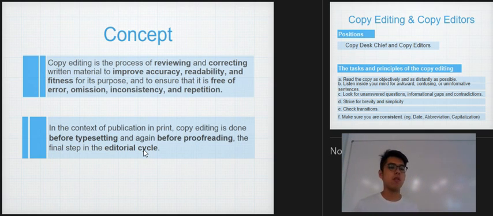In the context of publication in print, copy editing in sequence is done before typesetting and also before proofreading. Actually, it's the final step of the editorial circle. It is the final step.